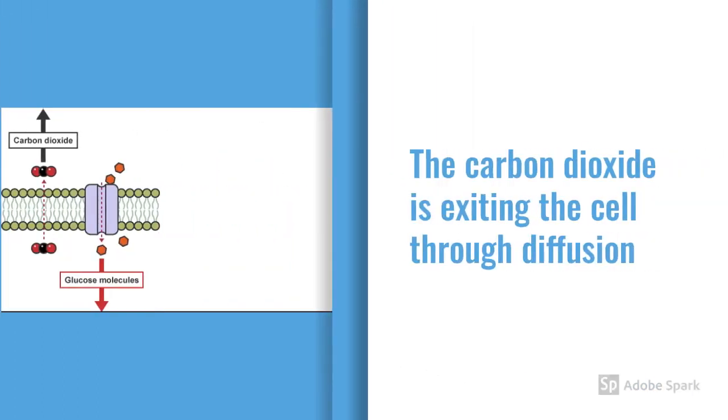An example of that is shown here. If you look at the diagram, you will see that the carbon dioxide is exiting the cell through diffusion. And remember, you breathe out carbon dioxide.